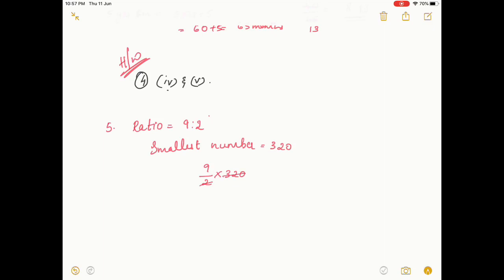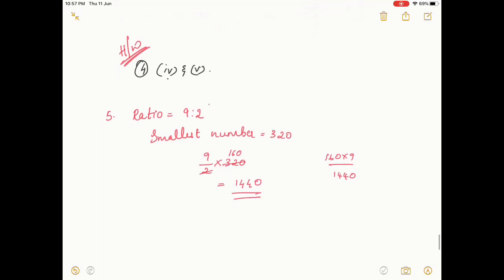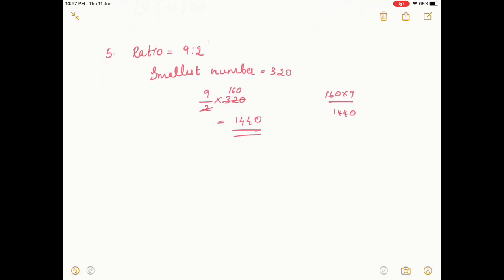So 2 goes how many times? 2 goes 160. So that's equal to 160 into 9. 16 9s are what? 144. So you get the answer as 1440. Your answer will be 1440. Hope it's clear to you. So whenever you have the smallest ratio to be found, you do it this way: 9 by 2 into the given number, and you get the answer.